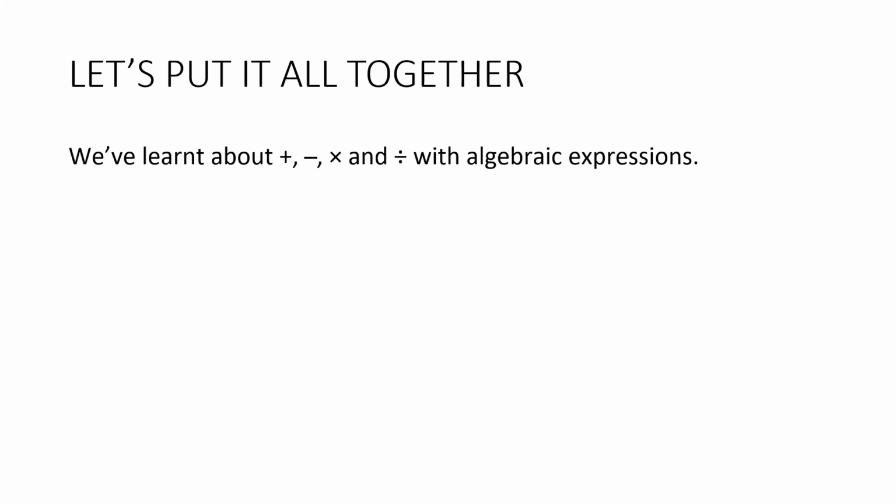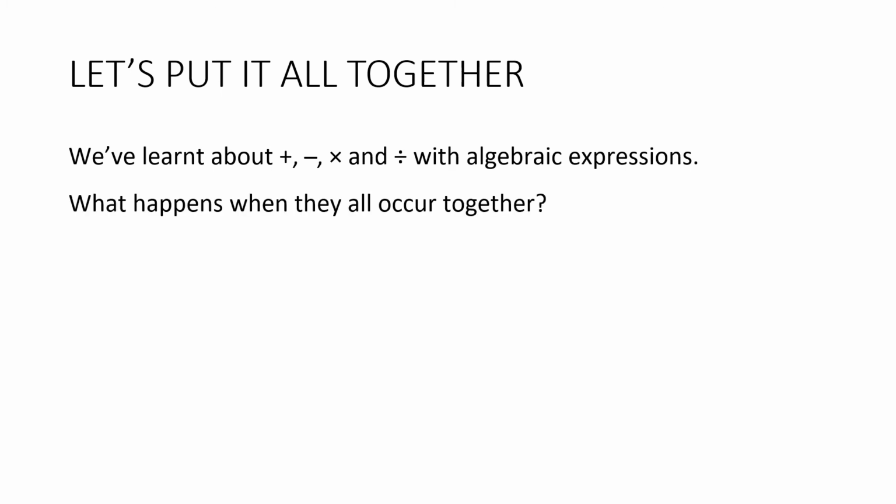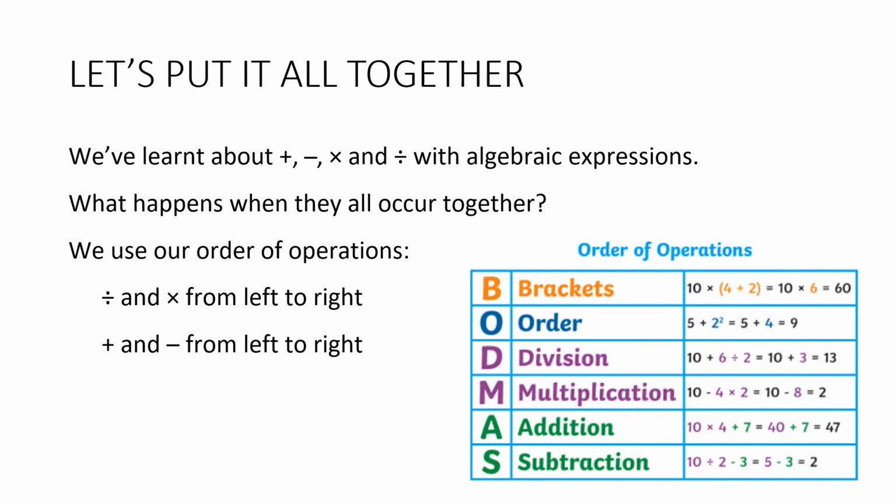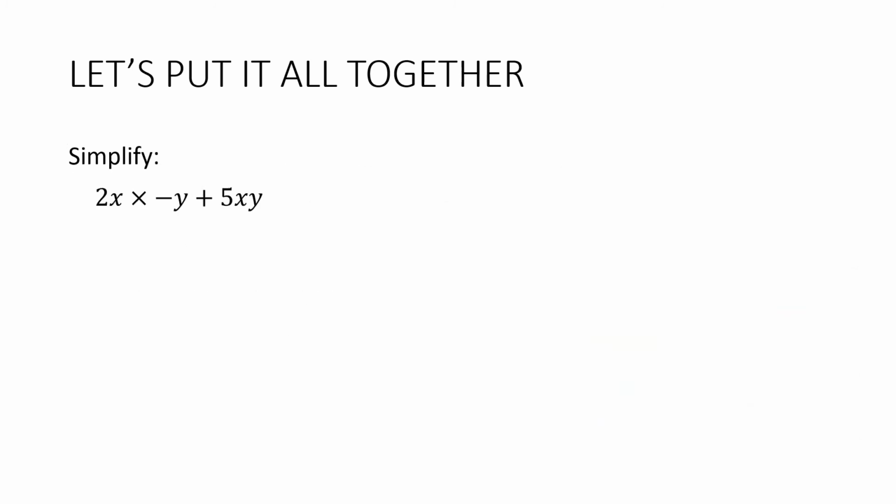So in this video and the last, we've learnt all about adding, subtracting, multiplying and dividing with algebraic expressions. So what happens when they all occur together? You got it. We use our order of operations. And our order of operations states that we do division and multiplication in order from left to right, and then we do addition and subtraction in order from left to right.